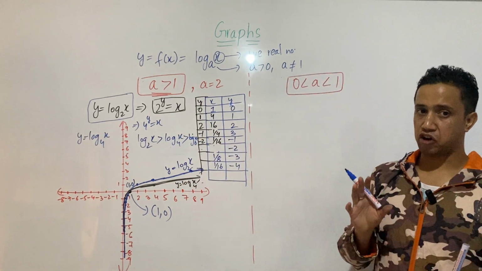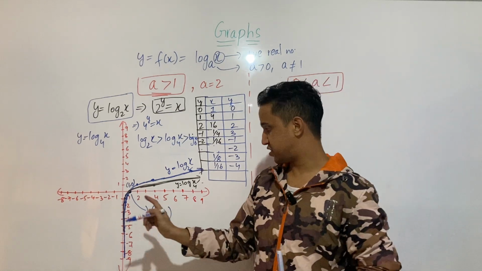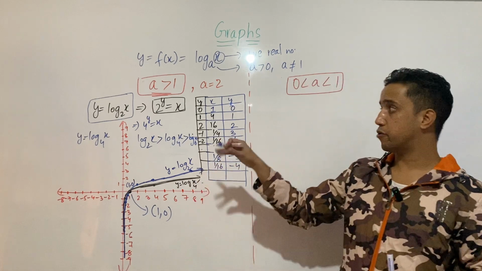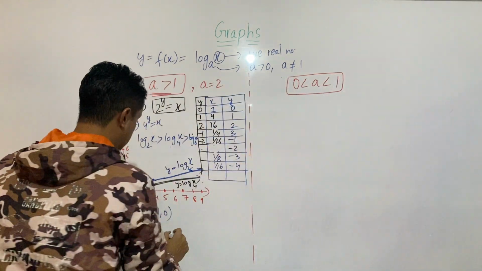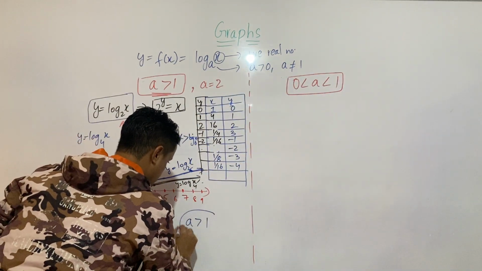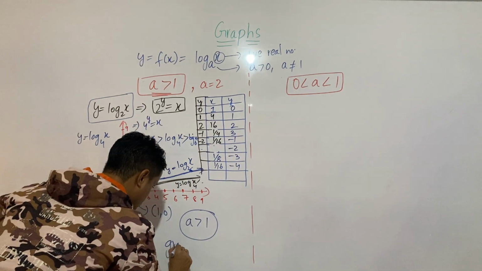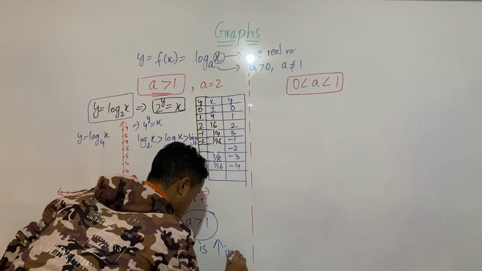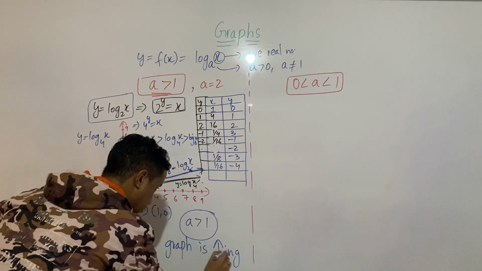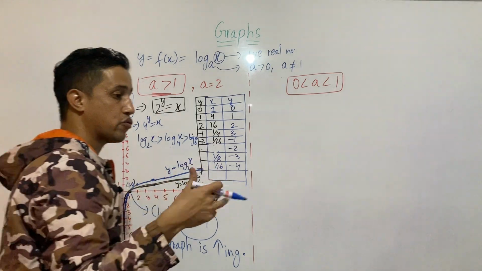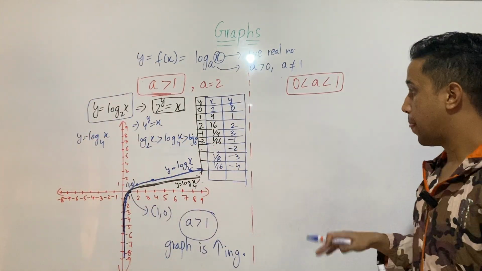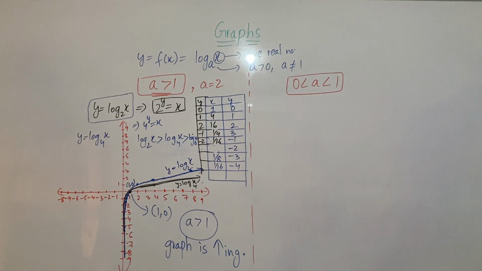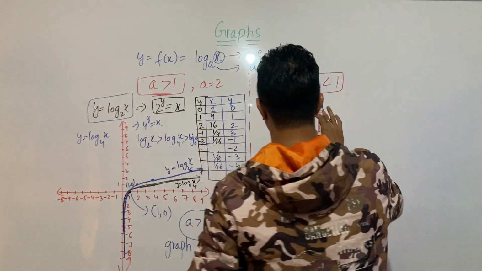Please keep this in mind: all the logarithmic functions' graphs will pass through the x-axis at (1, 0). Very important. And when your base a is greater than 1, your graph is going to be increasing. The graph is increasing. It is an increasing function. Now we'll go to the other side and see how things are there.